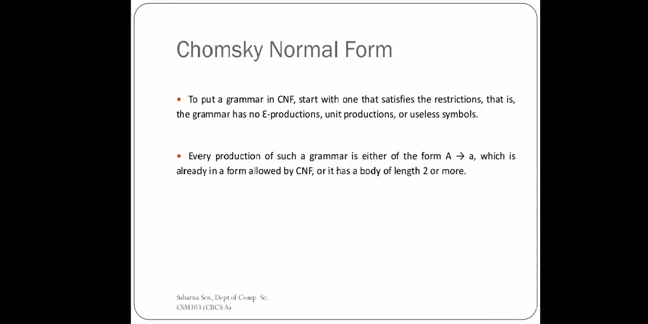Now to put a grammar in CNF, we start with one that satisfies the restrictions, that is, the grammar has no epsilon production, unit production, or useless symbol. We have already recapitulated all these things, and every production of such a grammar is either of the form A derives small a, which is already in CNF form, or it has a body of length 2 or more. The two forms described in the previous slide are the allowed forms here. Now let us directly move to the topic.